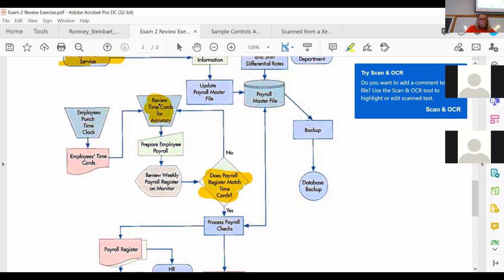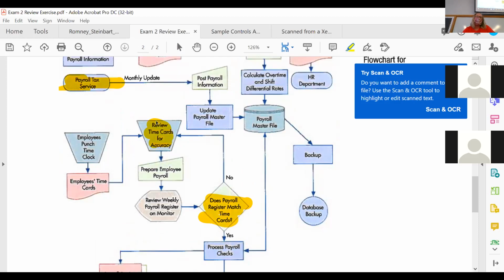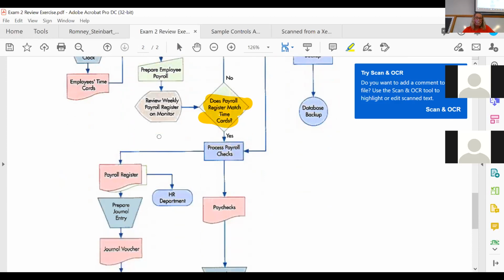Now let's talk about this one. It's very similar. Review time cards for accuracy. What type of control is that? Yeah, it's a supervisory review. It also serves the purpose of verification.